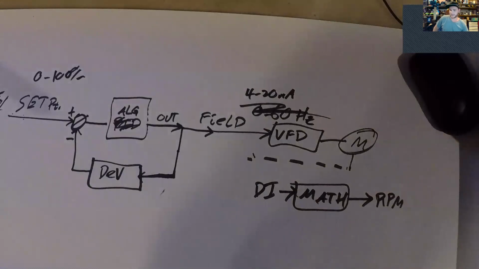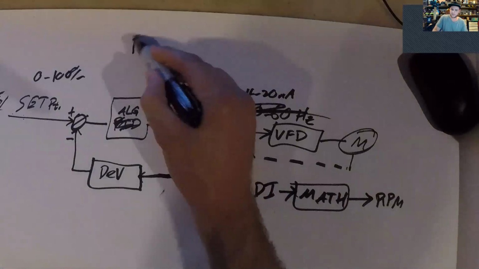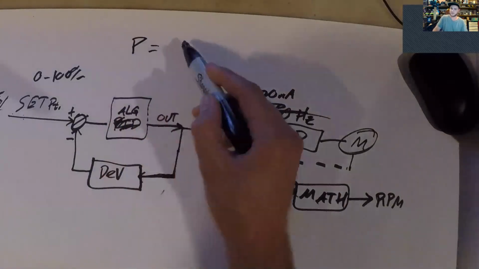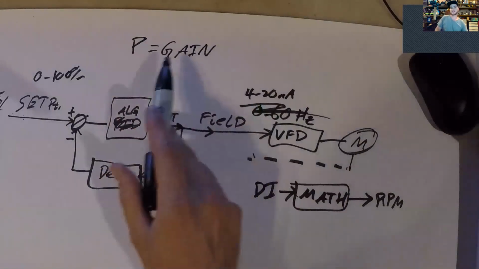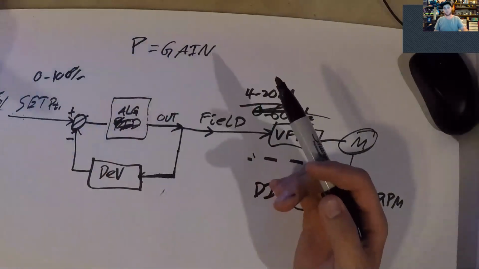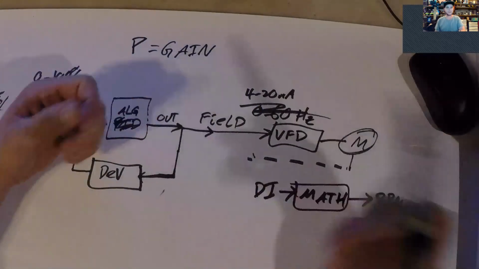And it just keeps doing that by iterations. So in that process, your P is your proportion, also known as gain. And this is the same as gain on an amp. So for every one unit of input into this thing, how much do I change the output, right?